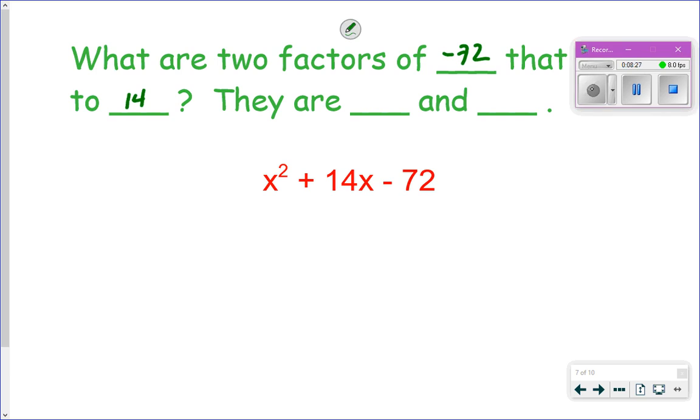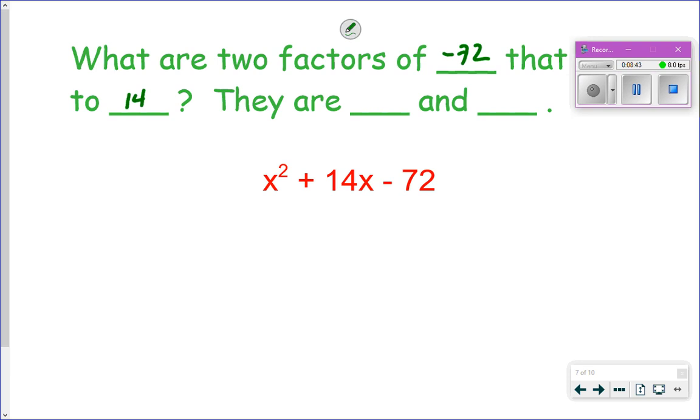Okay, and there's a website that can help you with this to find factors of negative 72, because that's a way less common number than 20 was in the previous problem. And I'll show you that whenever you come to class this week. And I'll also attach it on Google Classroom.